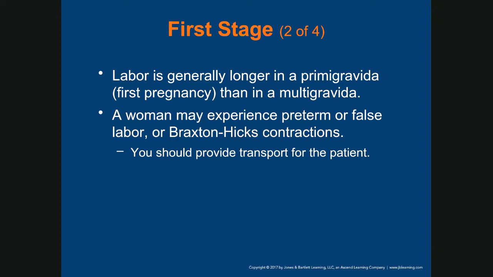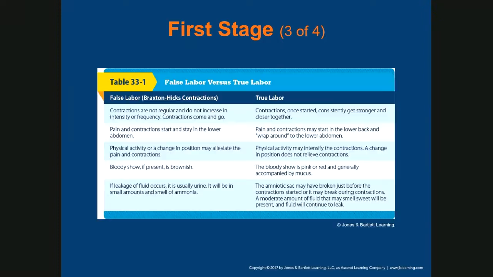Now, a woman may experience preterm or false labor or Braxton Hicks contractions. You should provide support for the patient, right? So primigravida, just remember that term, first pregnancy. Multigravida, they have had more than one pregnancy. Usually when they have more than one pregnancy, that uterus is well trained. So that baby isn't going to stay up there very long. That uterus is ready to go, has experience, right? It's going to be working quite fast. And this table 33-1 shows you the difference between false labor and true labor. Make a note of that.